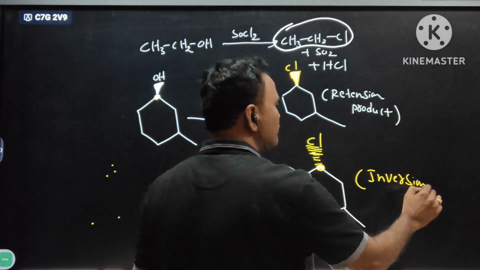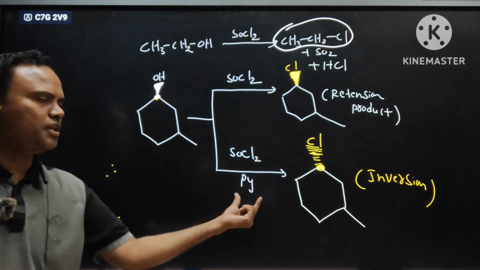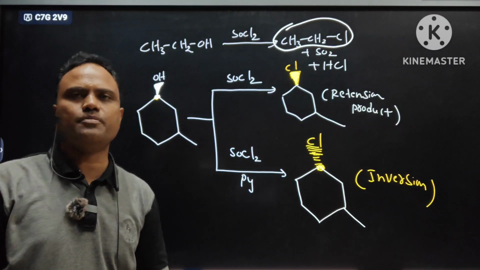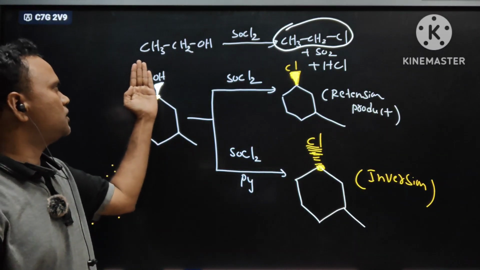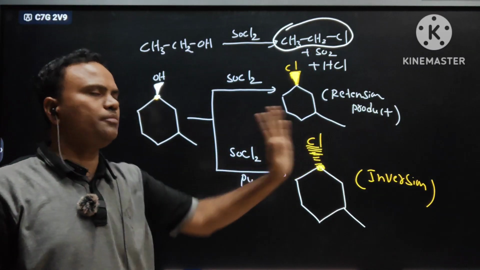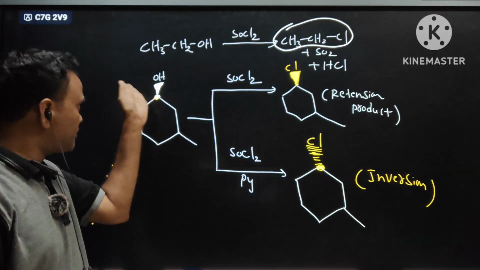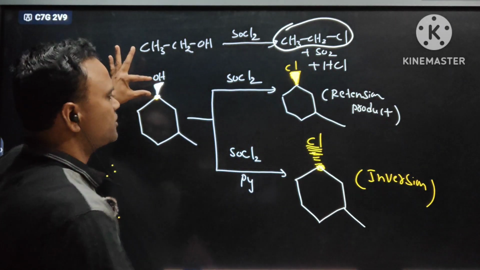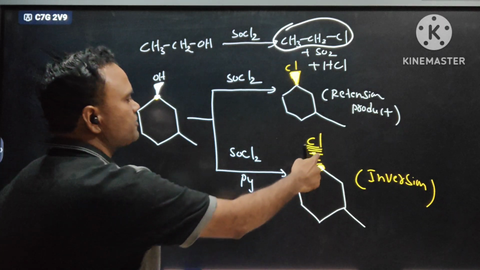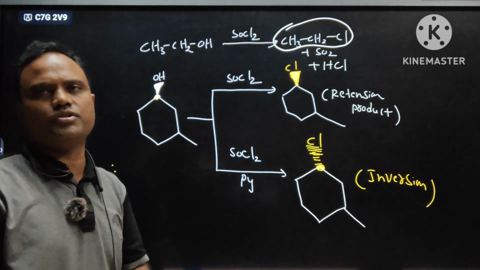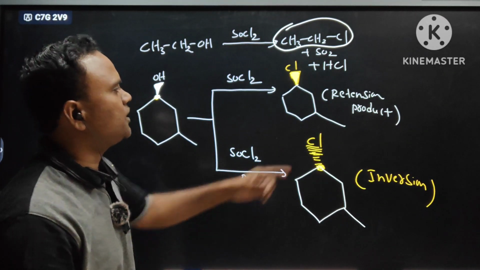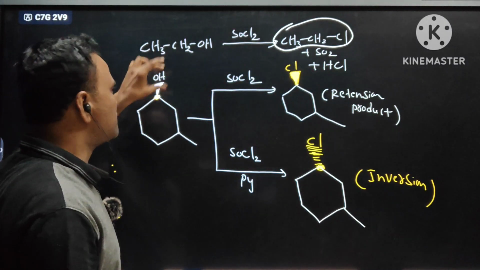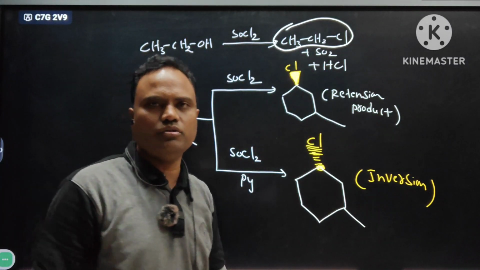So when pyridine is given to you, write the inversion product. Inversion product means if OH is present above the plane, put Cl below the plane. If OH is present below the plane, put Cl above the plane. Means opposite. If a thick line is present, put a dotted line. If a dotted line is present, put a thick line. Inversion, opposite. But with retention, same. Thick line, dash line, same. No change.